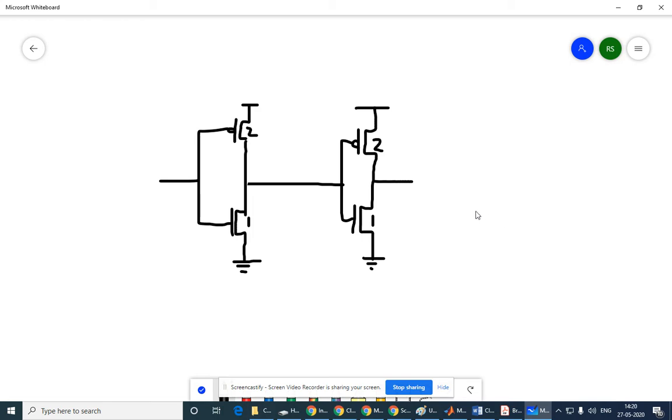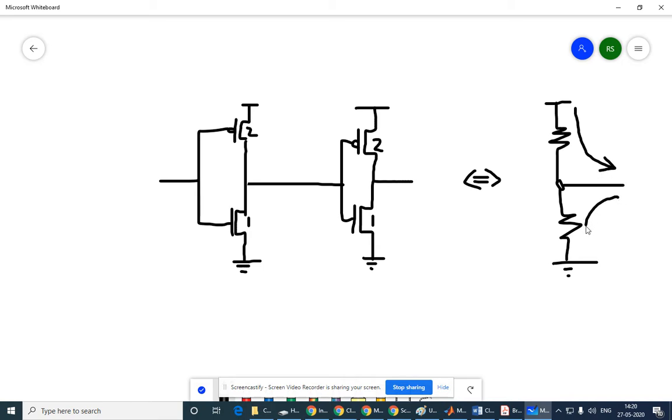The reason for that is if I draw the equivalent circuit for a unit inverter, not the whole thing, I am going to have some resistance. This is my output, and I am going to have one more resistance. This is the NMOS and the PMOS. Now this is the output. If I'm charging, it is going to charge in this direction. If I'm discharging, it is going to discharge in this direction.